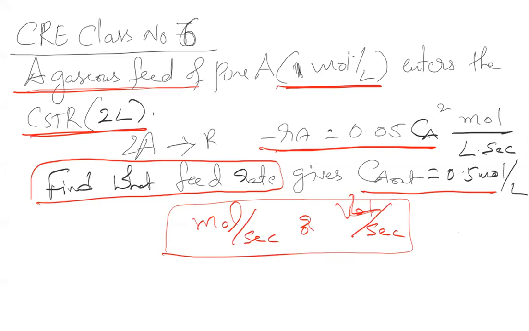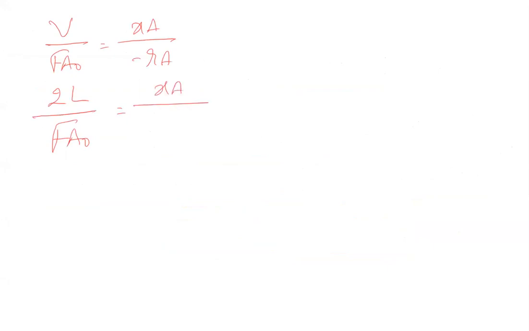So let's solve. V by FA naught equals XA by minus RA. So what is the data given? V is 2 liters. FA naught is something which we need to calculate. XA we don't know. We need to calculate. Divided by minus RA, what is the rate equation given? 0.05 CA squared. Here CA is given directly, 0.5 mole per liter.